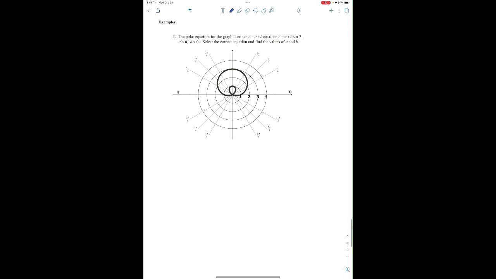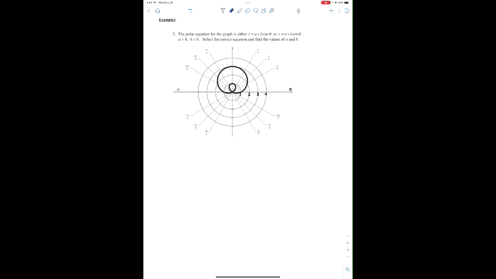And our last example for this one: the polar equation for this graph is either r equals a plus b cosine theta or r equals a plus b sine theta. A and b are both positive. Select the correct equation and find the values of a and b. So basically we're applying everything that we know in order to find out what the equation is. We should recognize what this is. This is a limacon with an inner loop.